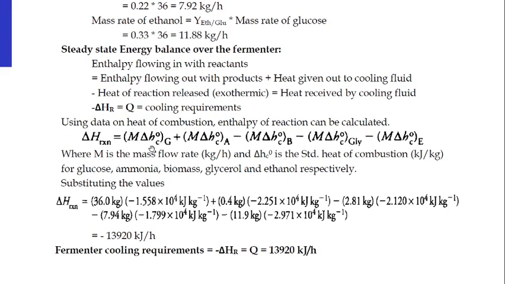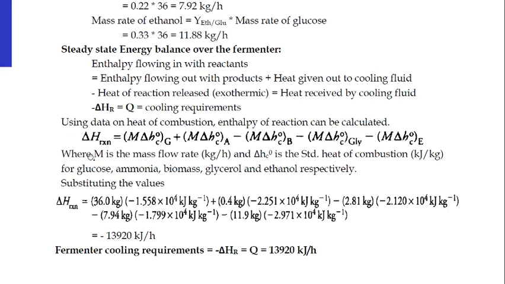So let us do it for the glucose, the ammonia, minus biomass, minus glycerol, minus ethanol. Standard heat of combustion data is always delta H combustion of the reactant minus delta H of the product. The reason is that the combustion data is already negative, so it is always reactant minus product, whereas in any other case it will be product minus reactant. For the combustion case, always use reactant minus product with the standard heat of combustion value.